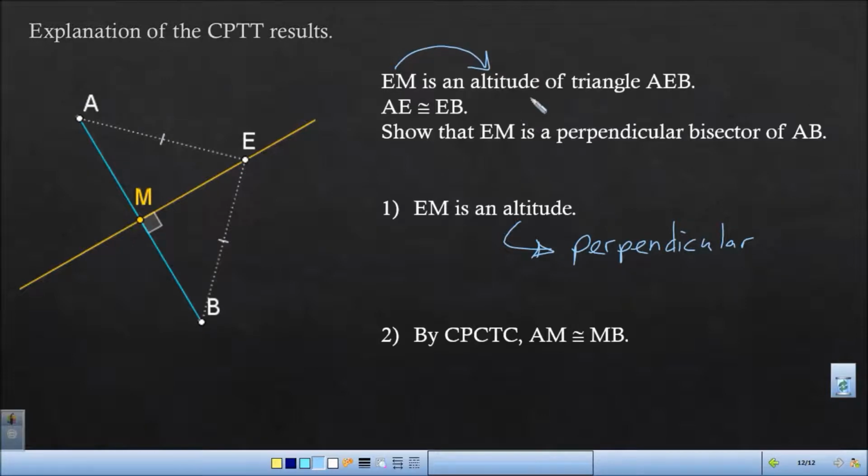So we drew an altitude, which is perpendicular. And then we show by CPCTC that the two segments are congruent. And this is what produces our bisector. This is the very first time that a proof required two results in order to finish it off.